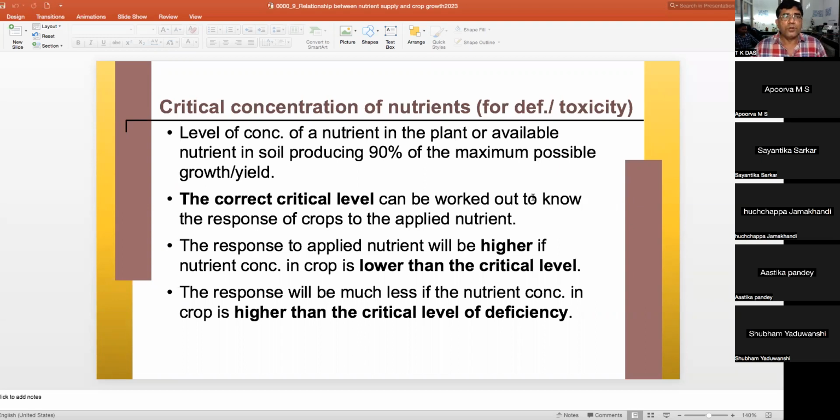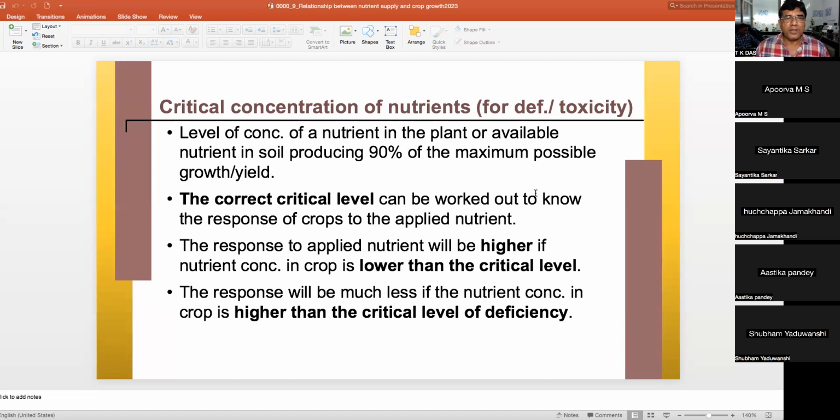So by chemical analysis, you can know the concentration of the nutrients, and you can see whether the plants are having low concentration of nutrient or higher concentration or optimum concentration of nutrients. So you also can see whether the plant is having critical concentration, because you have analyzed the plants. So you can check which nutrient is at critical level or below the critical level.